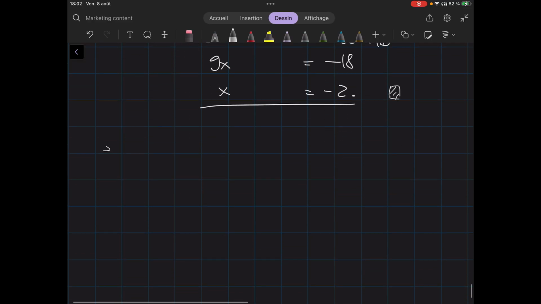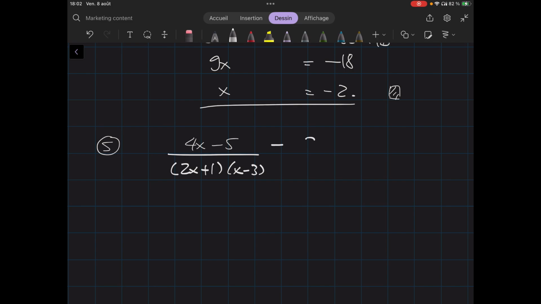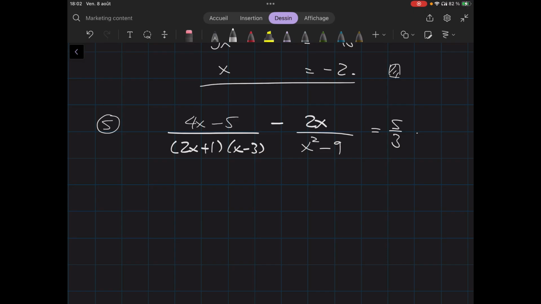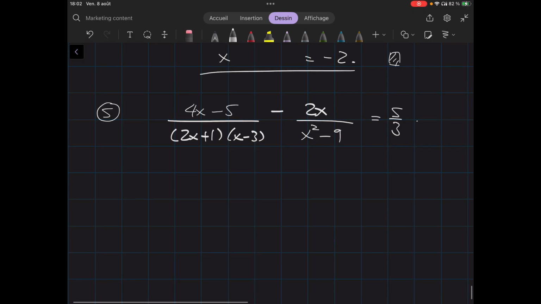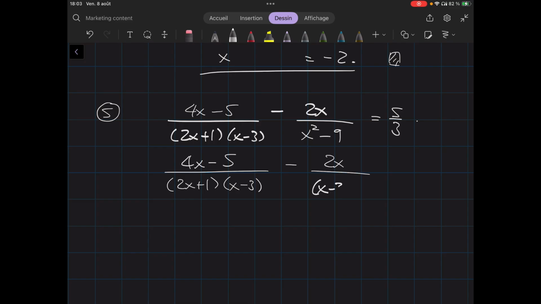Question 5. Now it's getting a bit more interesting. So first, we need to simplify the algebraic fractions on the left. To do this, we will use a very similar method that we just used in the previous standard. Step 1, we're going to factorize all of the numerators and all of the denominators.